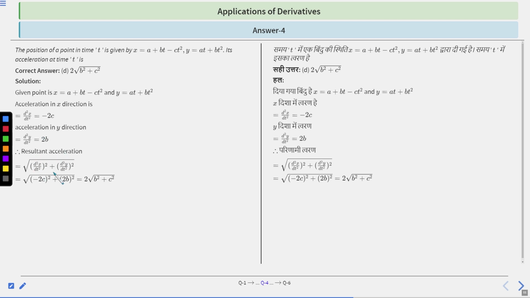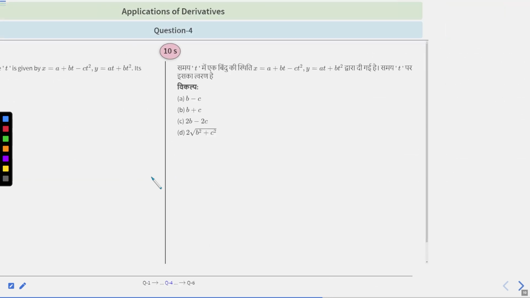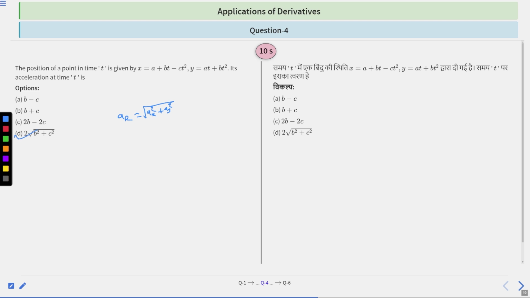Therefore, resultant acceleration is root over (d square x upon dt square) whole square plus (d square y upon dt square) whole square, which is equal to root over (minus 2c) square plus (2b) square, which is equal to 2 times root over b square plus c square. Clear? Got it? So option D is the right choice.